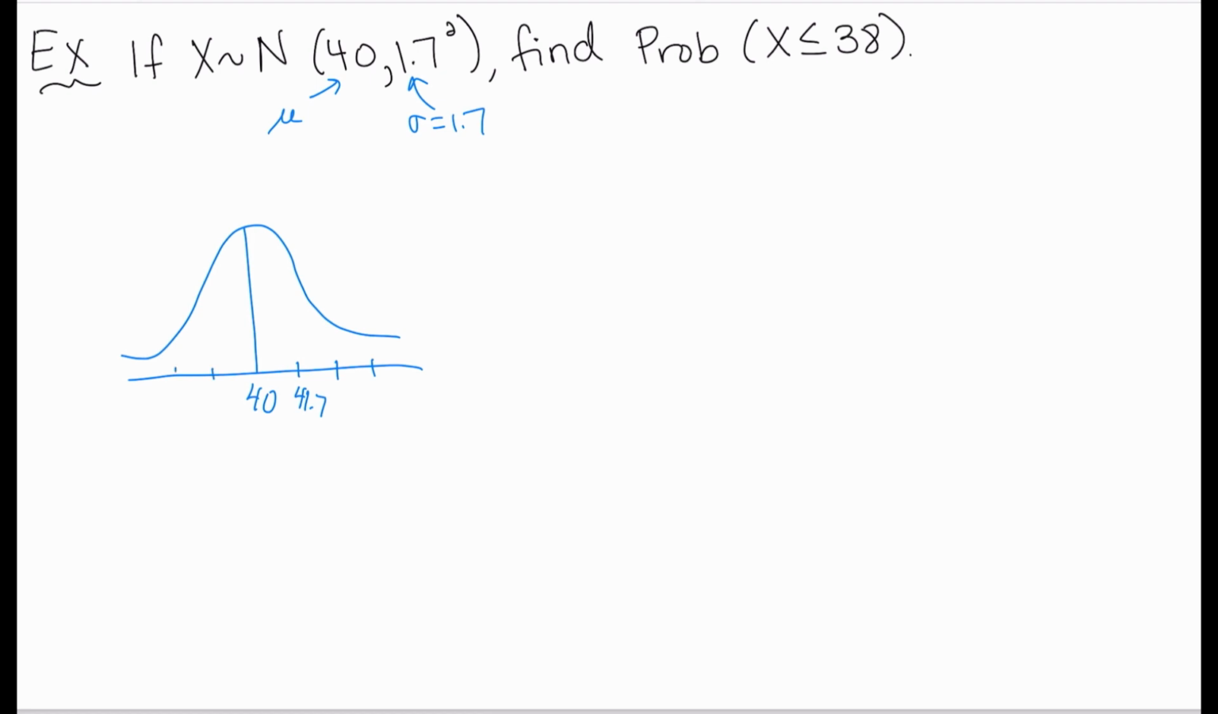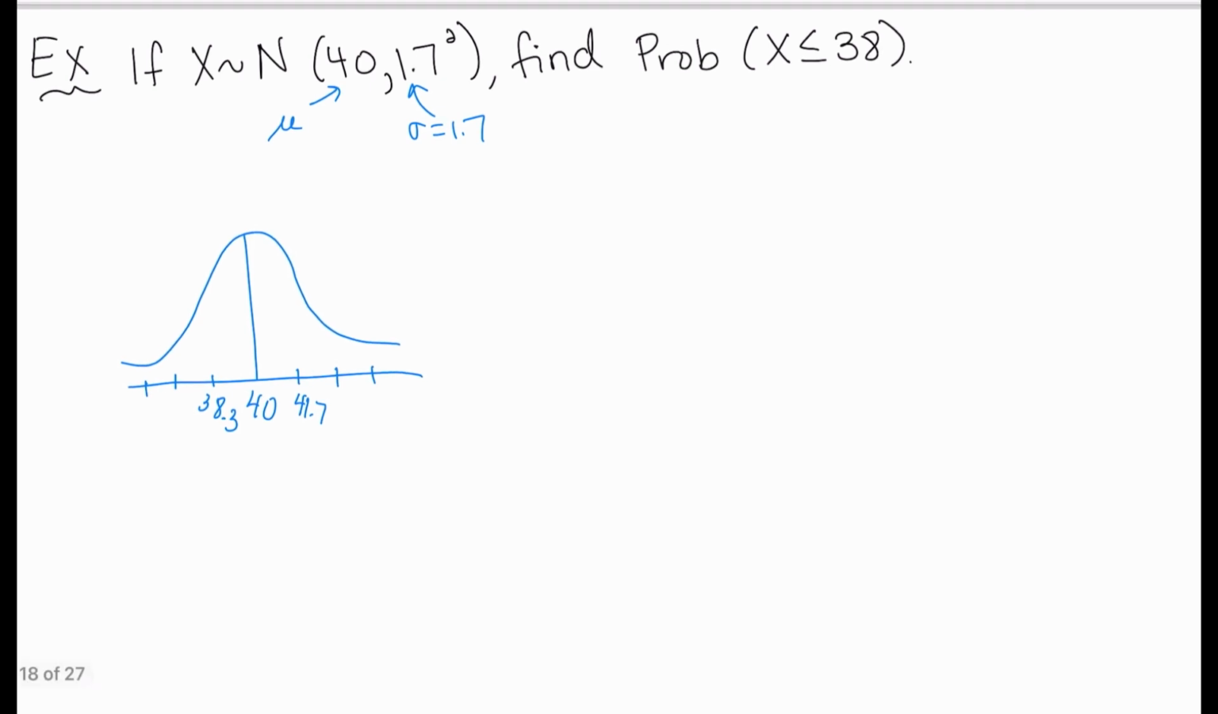And if I go backwards, and if I do 40 minus 1.7, then one standard deviation out, I'm going to be at 38.3. So I want the probability that x is less than or equal to 38. So I'm going to be to the left of 38.3 by a little bit. And because it's less than, I'm going to shade everything that is to the left. Notice I expect my answer for sure to be less than half.